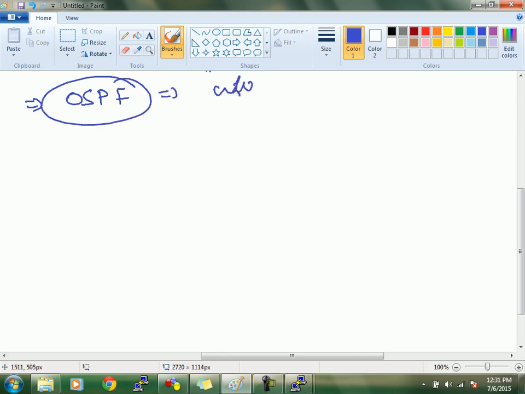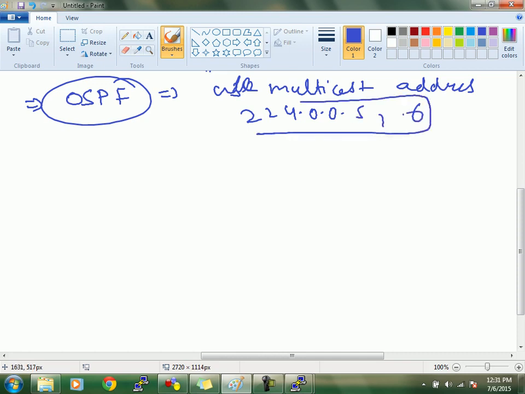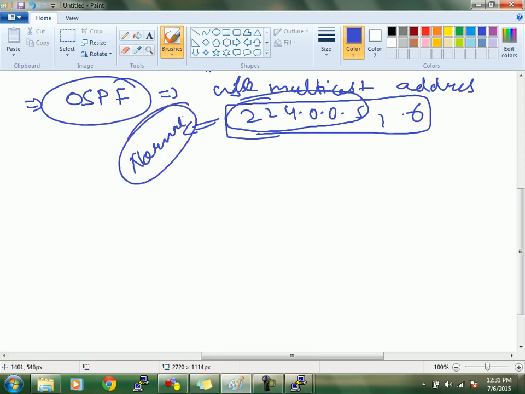OSPF uses multicast addresses 224.0.0.5 and .6. Two multicast addresses. Why they are used, we will discuss. 224.0.0.5 is the normal multicast address. Normal, like every routing protocol has, RIP version 2 has, and EIGRP also has. Fine. In a similar way, OSPF has it. Why we use .6, we will discuss it. Fine.